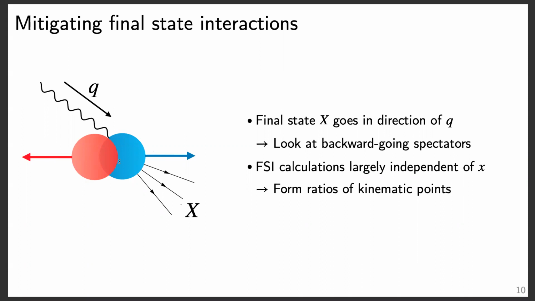So one way that you can try to avoid these effects is by looking at spectator nucleons that are going very backward relative to Q. The second thing is that FSI calculations, to the best knowledge that we've been given by theorists, are largely independent of X. And so another way that you can mitigate the effect of FSI on your observable is by looking at ratios of kinematic points. If you're looking at the X dependence, take a ratio of high X to low X or something like that, and the FSI will supposedly mostly cancel out.